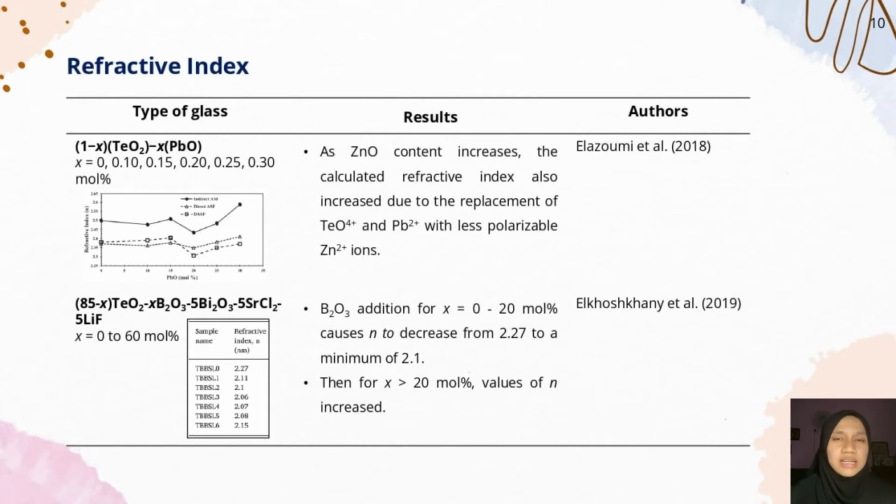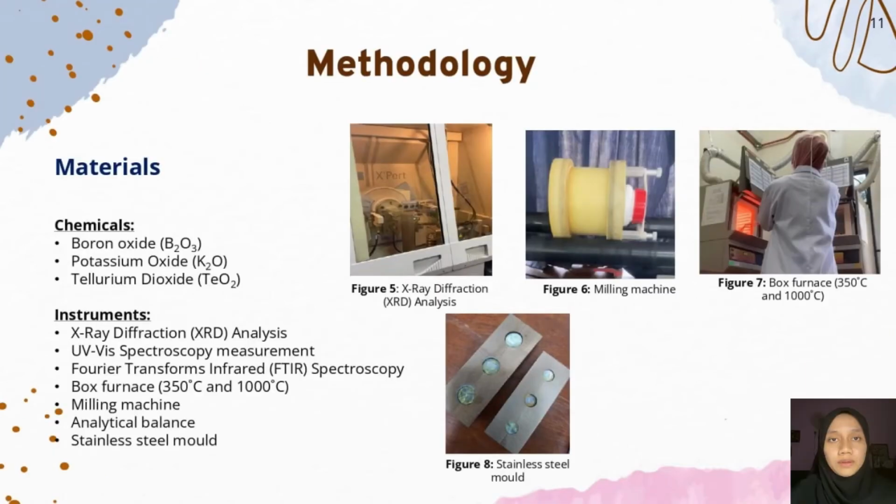In addition, another study by Al-Hosqani et al. in 2019 revealed that B2O3 addition in the glass system caused an initial decrease in refractive index from X equals 0 mole% up to 20 mole%. The chemicals and instruments used in this experiment are listed as follows.